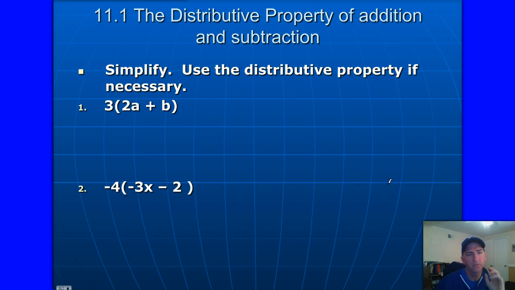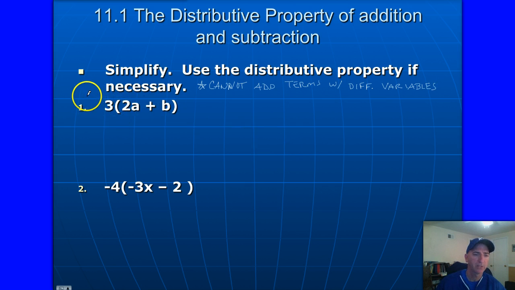So here's what we run into when we have something like this, like number 1, 3 parenthesis 2a plus b. Well, here's one of the things that you need to know about algebra and pre-algebra. Okay, and it's actually coming a little bit later in your notes, but you need to understand right now that you cannot add terms with different variables. You can't do that because if you don't know what the variable value is, you can't add them together.